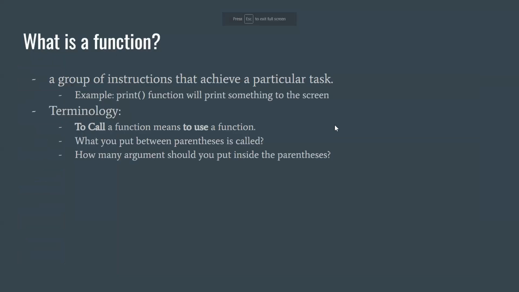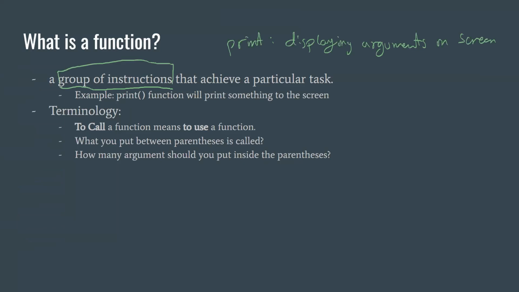So what is a function? We said print is a function. A function is simply a group of instructions that achieve a particular task. So for example, print achieves the simple task of displaying the arguments on screen. Notice how we said print is a group of instructions. However, you only see one instruction in the line of code we printed. So print 5 is one line. Where is the group of instructions? We will see in a minute.